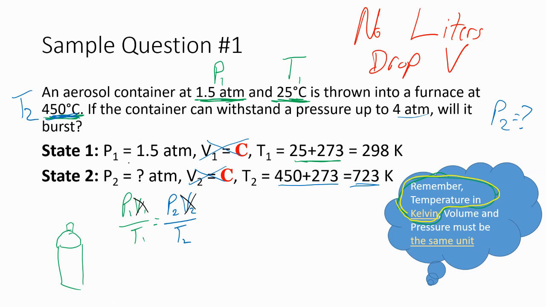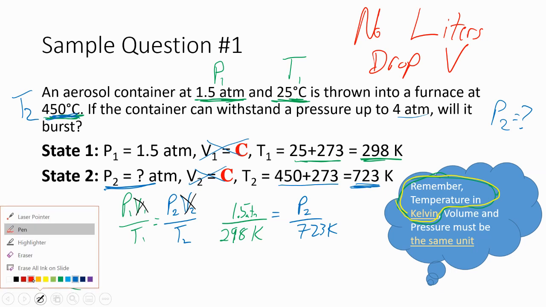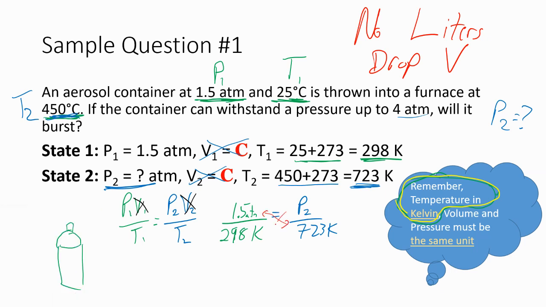All right, so our P1 is 1.5 atmospheres. We're going to divide it by the temperature, 298 Kelvin, and that's going to equal our P2, which is what we don't know. So P2, or you can use an X if you like X's, and then our T2 is 723 Kelvin. Now you can do one of two things. You can cross multiply, because there's an equal sign here, or you can just figure things out with numbers and algebra.